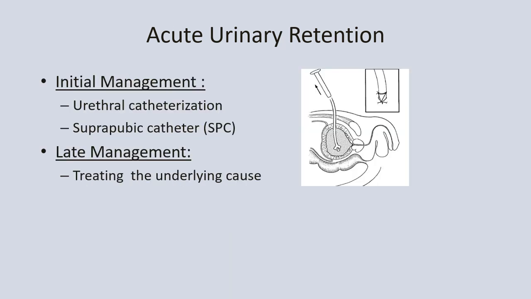Now, treatment of urinary retention is simple. You can't get pee out, so you stick a tube in to bypass the urethra. So you could do urethral catheterization, or you can do a suprapubic catheter. And then, of course, the late management is to find the underlying cause and treat that itself.